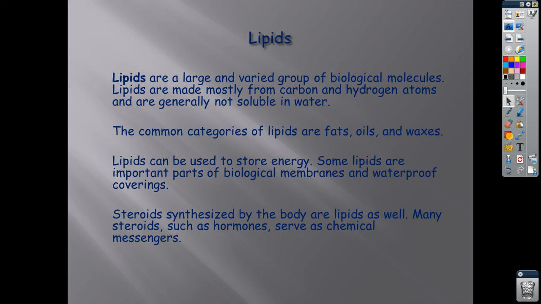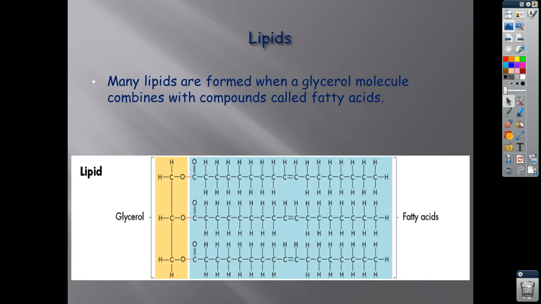Steroids can also be made by the body itself as lipids. So steroids synthesized by the body are basically going to be made as lipids as well. Another way of thinking of steroids is basically like hormones, for example. Chemicals in the body that send messages to certain parts of the body when necessary.